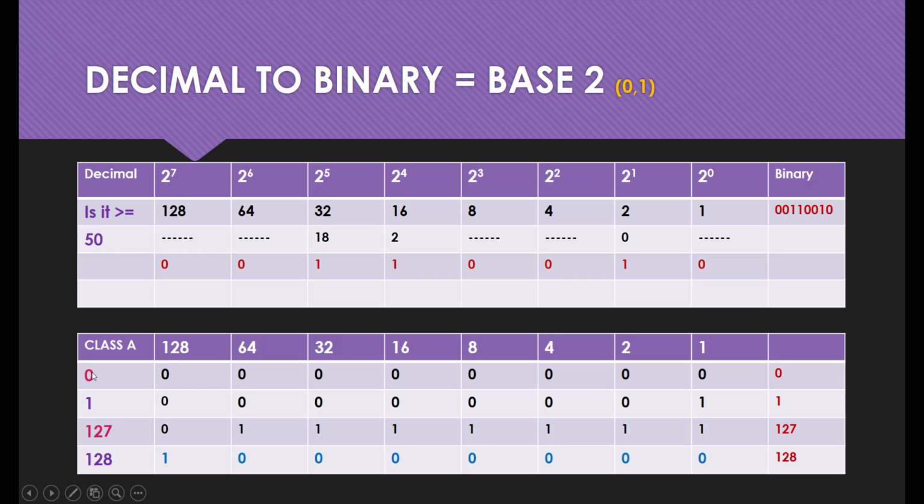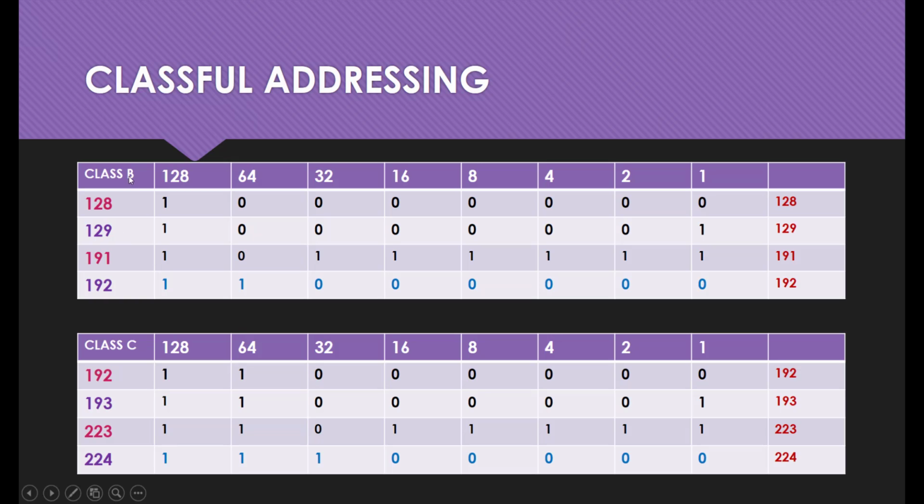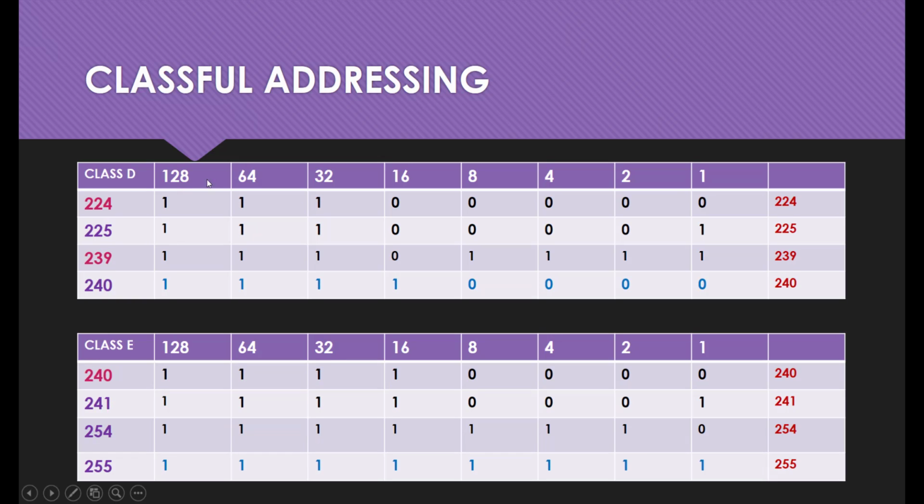So for class A, we have 0 to 128, which is the first column. Class B, we have 128 to 192. Then class C, we have 192 to 224, which is the first 3 columns as on. So 128 plus 64 plus 32 is 224. Class D is 128 plus 64 plus 32 plus 16, which is 240. So 224 to 240. And class E is 240 to 255. So that's simply how we can easily memorize the IP class ranges.